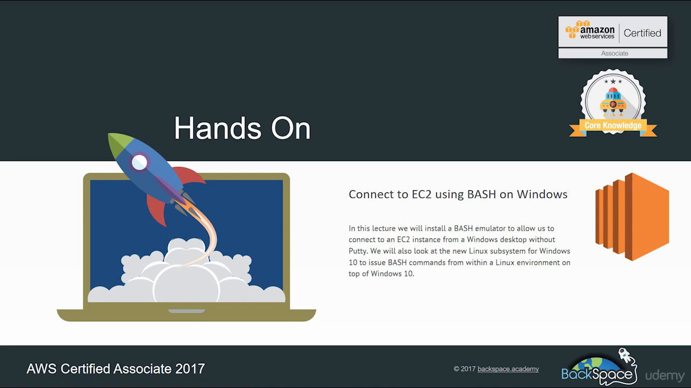In this hands-on lecture on connecting to EC2 using Bash on Windows, we will install a Bash emulator, and that will allow us to connect to an EC2 instance from a Windows desktop without using PuTTY, in a similar way that we would if we had a native Linux environment or another type of Unix environment such as Mac OS X. We'll also look at using the new Linux subsystem for Windows 10 to issue Bash commands from within a Linux environment on top of Windows 10.